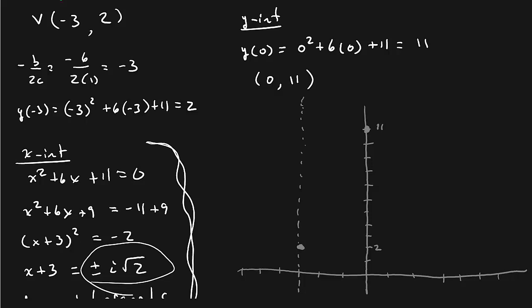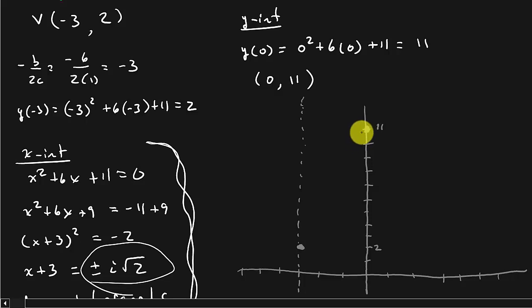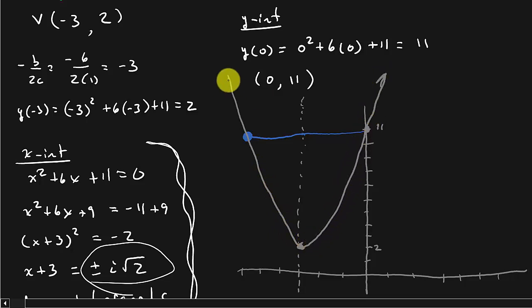Okay? Now look at this. Notice this point, if I go straight across to the axis of symmetry, how many units did I go? 1, 2, 3. So that means if I keep going straight across, 1, 2, 3 more units, there's another point on that parabola. So I just mirror that point over, and now I can draw in my parabola, and there it is.